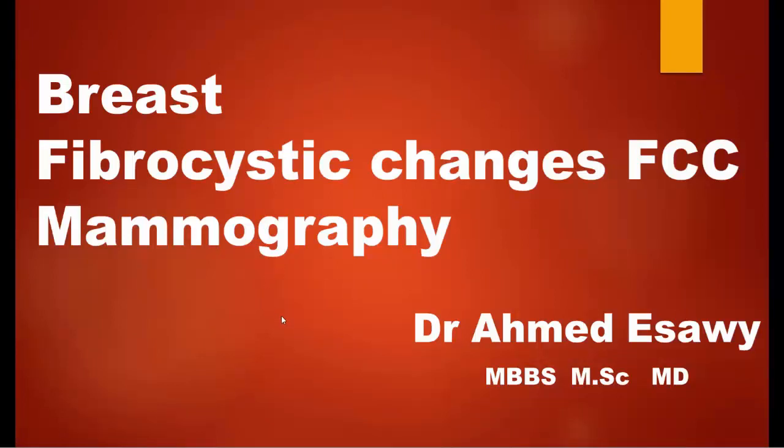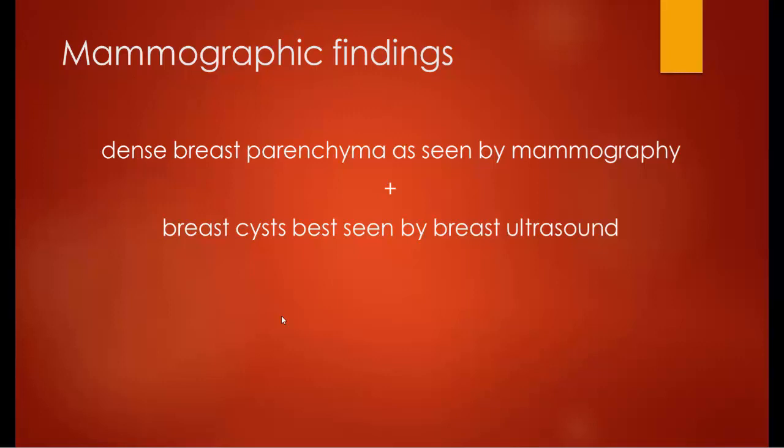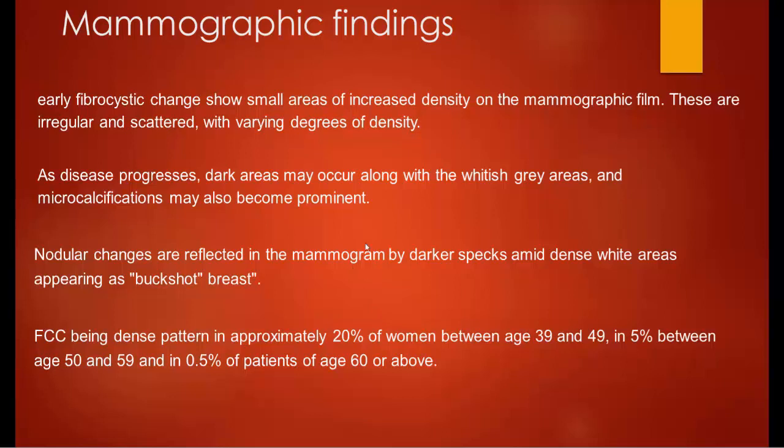Breast fibrocystic changes in mammography. Mammographic finding: dense breast parenchyma as seen by mammography, plus breast cyst best seen by breast ultrasound. Early fibrocystic change shows small areas of increased density on the mammographic film. These are irregular, scattered, with varying degrees of density. As these progress, dark areas may occur along the whitish gray areas, and microcalcification may also become prominent. Nodular changes are reflected in the mammography by darker peaks amid dense white areas.